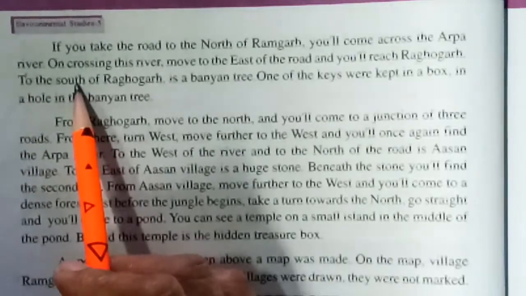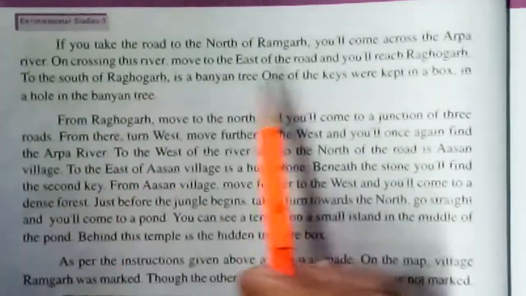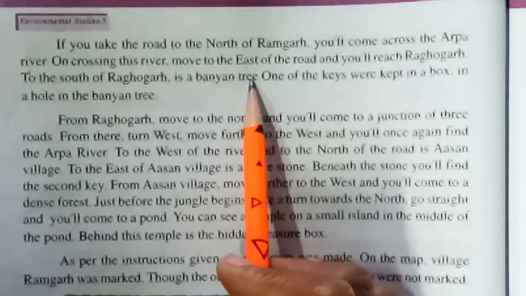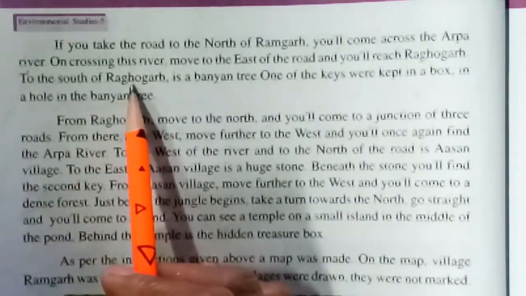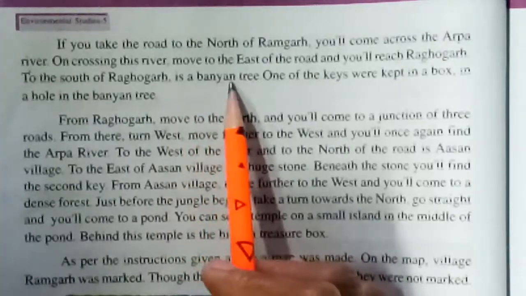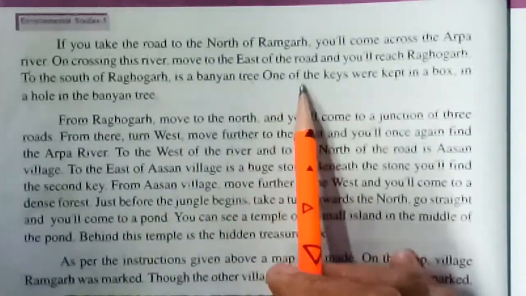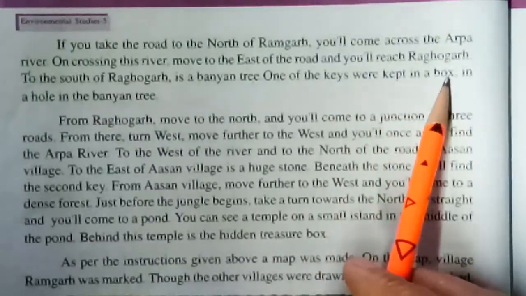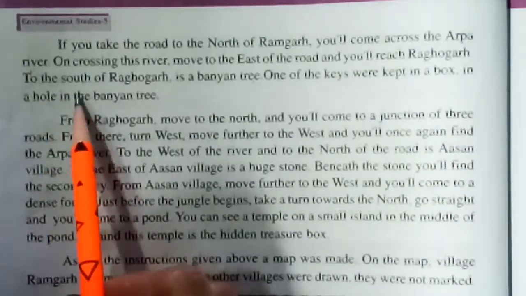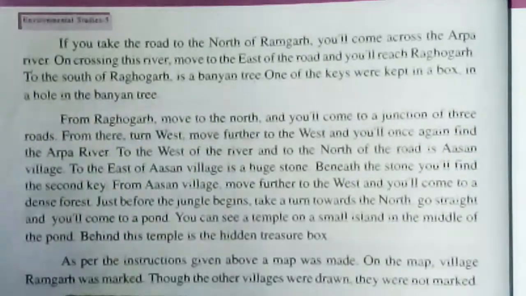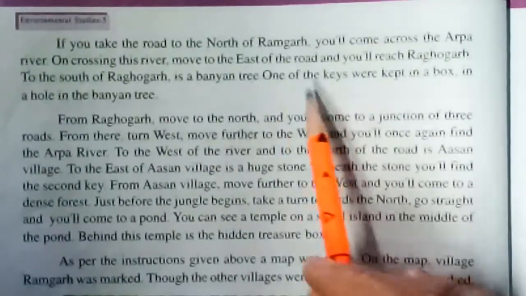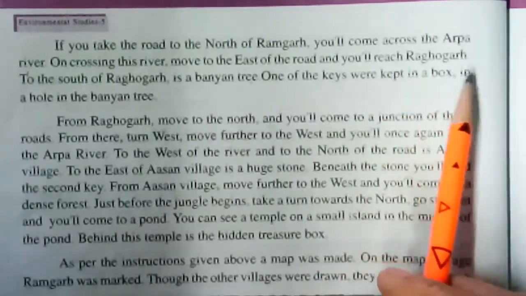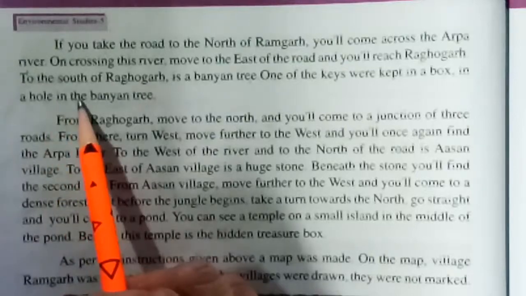To the south of Raghavgarh is a banyan tree. One of the keys was kept in a box in a hole in the banyan tree.